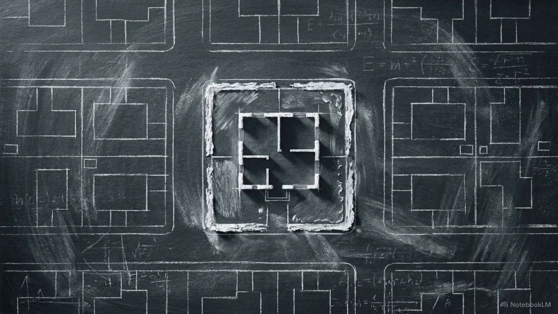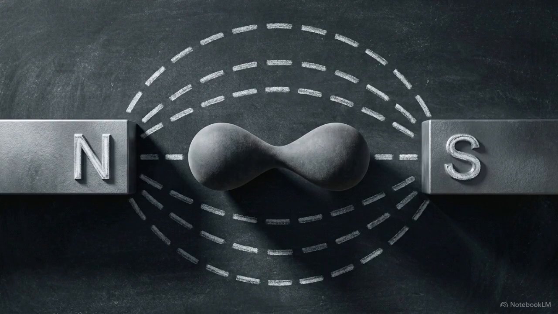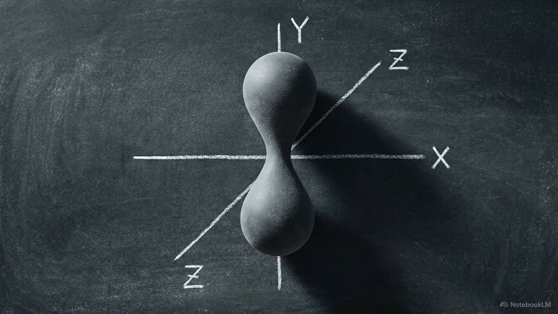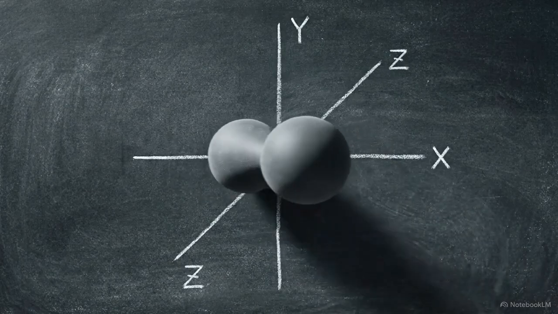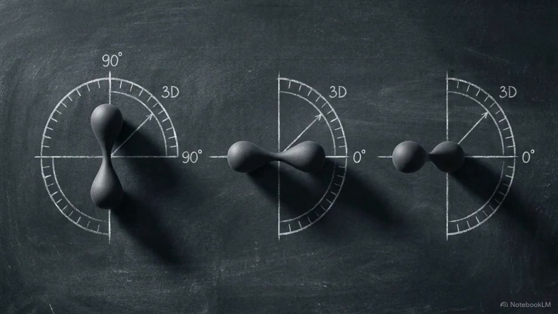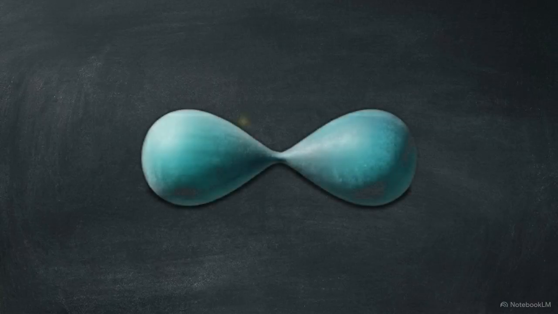Now that we're on the right street, we need the house number. In the lab, this is known as M sub L, or the alignment number. Scientists discovered this because magnetic fields make these shapes point in different directions. A dumbbell shape might be pointing up and down, left and right, or forward and backward in space. The physical shape of the cloud stays exactly the same. The number just tells us which way it's tilted. This alignment number locks in the exact direction the electron's neighborhood is facing, confirming which specific house you are looking for. There's just one final problem.